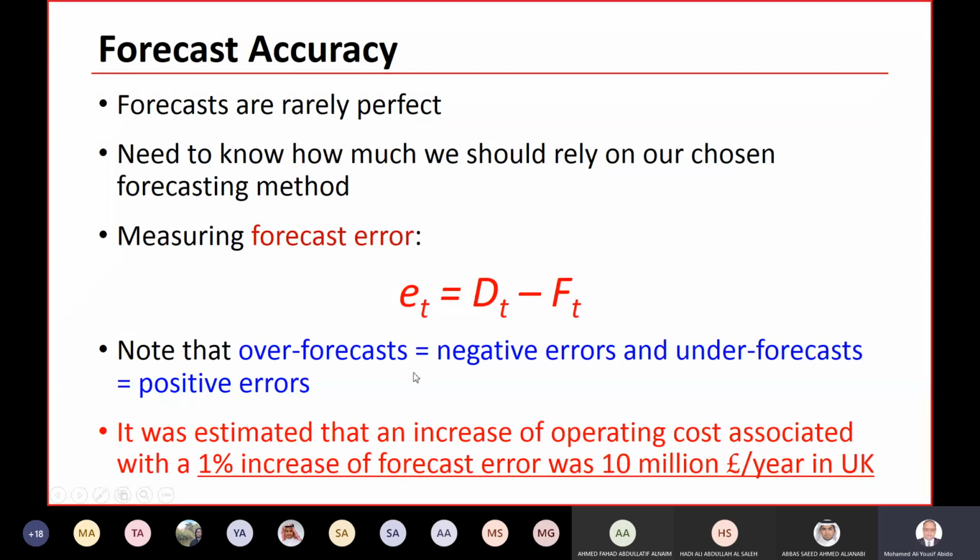Whether the error is positive or negative, in our measures we will consider either the scalar value of E or E square in order to get rid of this minus sign or positive sign. It was estimated that an increase of operating cost associated with a 1% increase in forecast error was 10 million sterling pounds per year in the UK. This is to appreciate the importance of having accurate forecast.